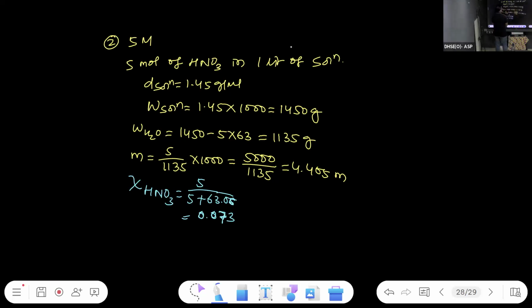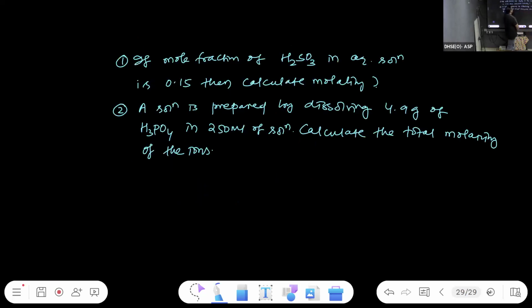Okay. Next is a question that we will discuss. So first, if mole fraction of H2SO3 in aqueous solution is 0.15, and aqueous solution means only two components are there. So what will be the mole fraction of water? Now mole fraction of water, that is 1 minus 0.15, that is 0.85.